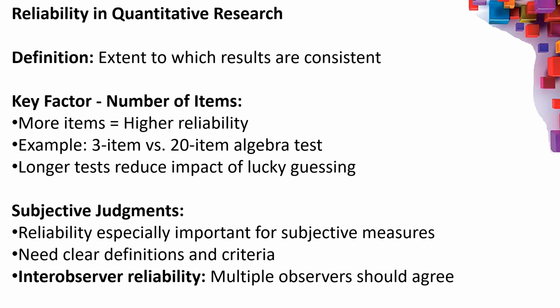Reliability is about consistency. Would you get similar results if you measure the same thing again? The number of items matters enormously. A 3-item test can be heavily influenced by lucky guessing, but luck averages out over 20 items. When your measure involves subjective judgments like rating classroom behavior, you need multiple observers to agree. This is why we need clear criteria and definitions for subjective measures.